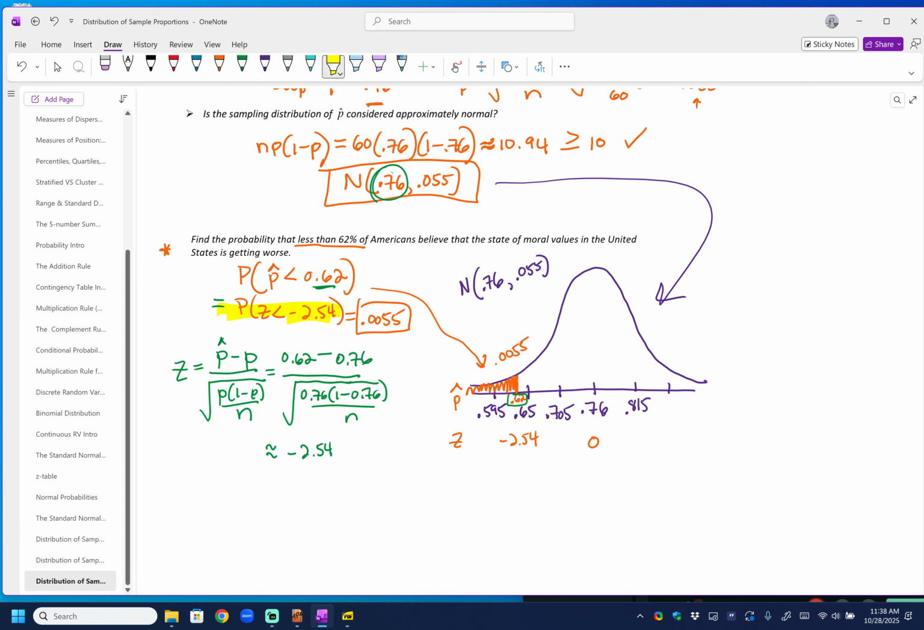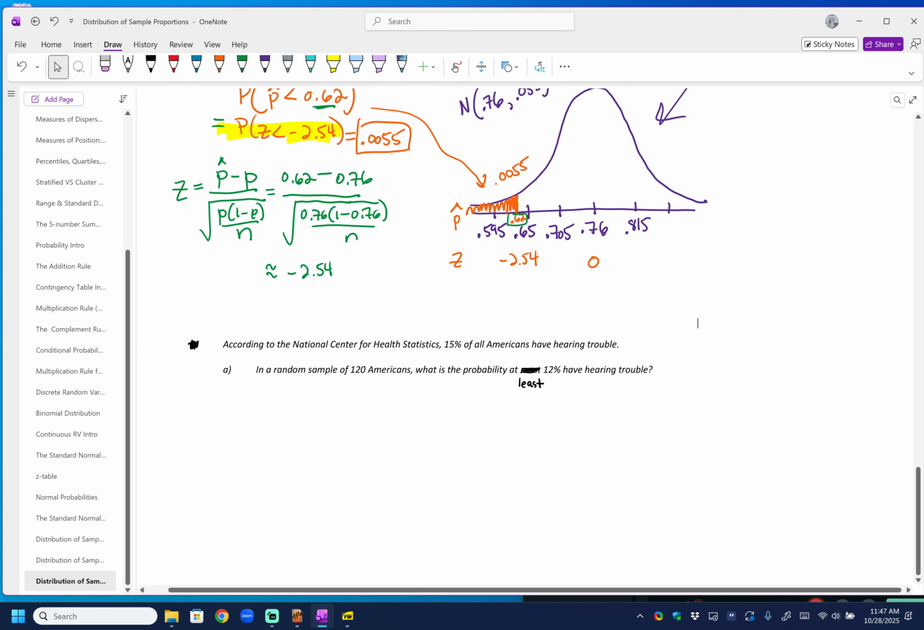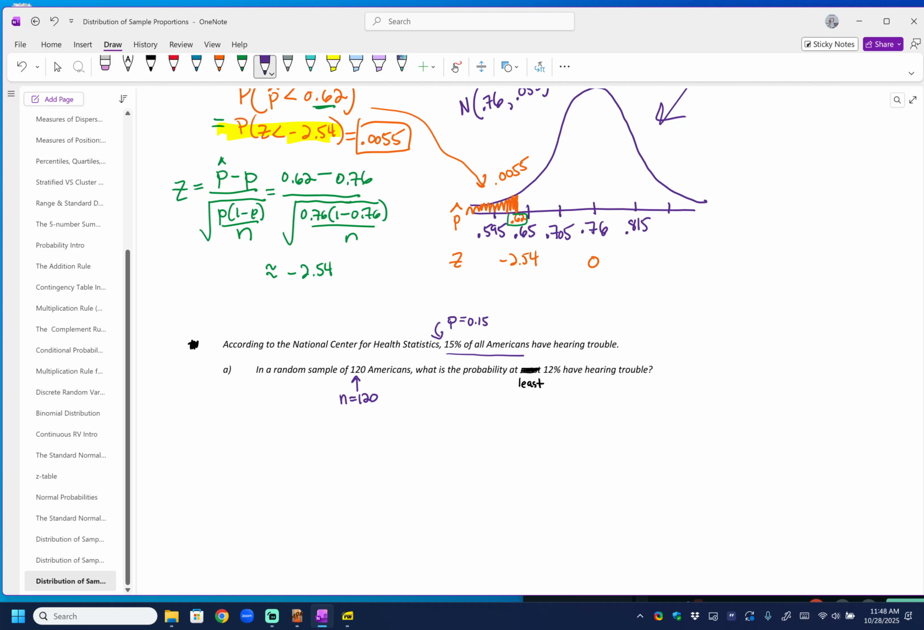Okay, let's try one more example. It says, according to the National Center for Health Statistics, 15% of all Americans have hearing trouble. In a random sample of 120 such Americans, what is the probability of at least 12% having hearing trouble? Okay, so just perusing through this, we did say 15% of all Americans, so that is a population proportion. So that must be 0.15. We also mentioned there was a random sample of n equals 120 Americans. And it appears that we're looking for the probability of at least 12% having hearing trouble.